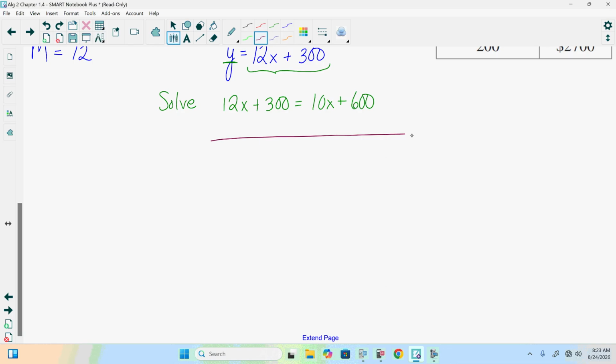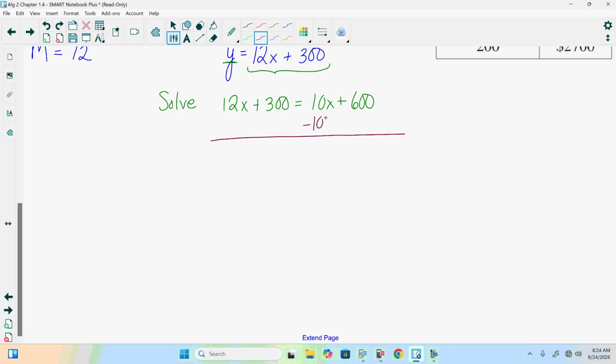Because we have 4 options. At this point, we're trying to move things from one side to the other. We need the x's on one side, numbers on the other, yes? So one option is that we could subtract 300 from both sides, yes? Because that'll move the 300. Or we could subtract 600 from both sides. Or we could subtract 10x, or we could subtract 12x. It doesn't matter what we do.